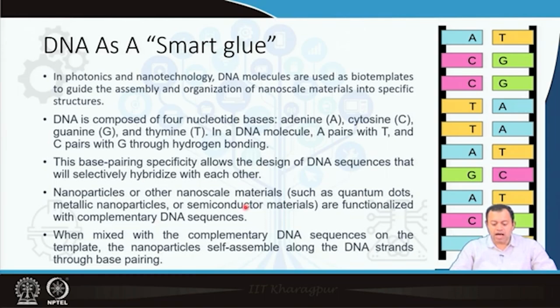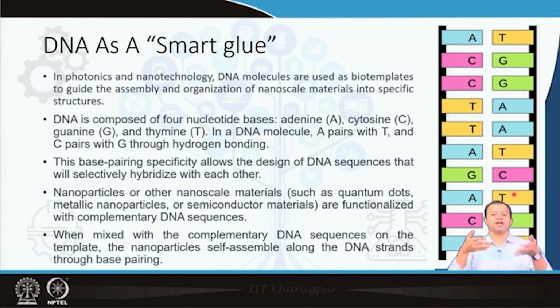So, nanoparticles or other nanoscale materials are functionalized with complementary DNA sequences. When mixed with the complementary DNA sequence on the template, the nanoparticles assemble along the DNA strands through base pairing. So, through base pairing, C matches with G, you have created a nanoparticle X that is specific to C and nanoparticle Y specific to G. Now, you have arranged a particular one together and have tried to mate C and G. By definition, X and Y will also mate, right.